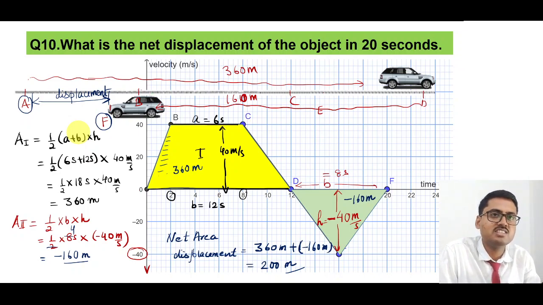So this is how we calculate the displacement of an object. I hope the concept of slope from the previous video and the area from this video is very much clear. In the next video I will be discussing the other types of graph, that is the displacement-time graph, and we'll take up some numericals on different types of graphs there.